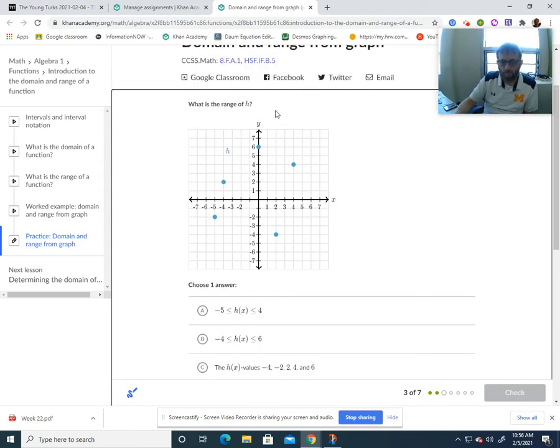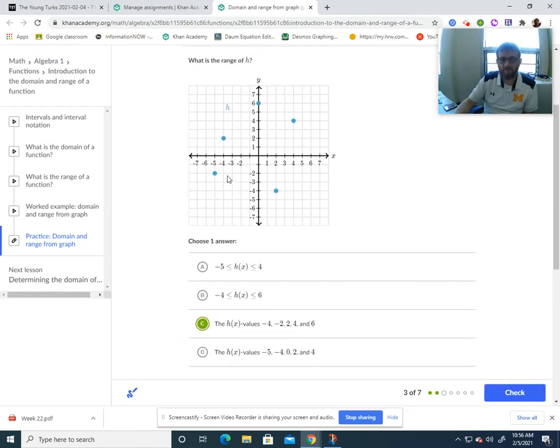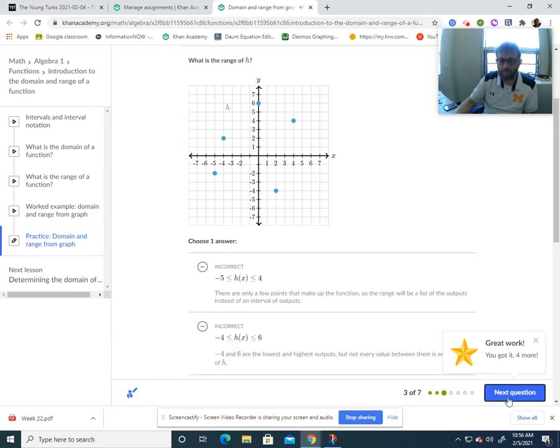Now this time they're not asking us for the X's, they're asking us for the Y values. So the lowest Y value we have is -4, then we have a -2, then we have a +2, a +4, and a +6. So it's clearly this one, because we have a -4, a -2, +2, +4, and a +6 going along the y-axis. The range is on the y-axis.